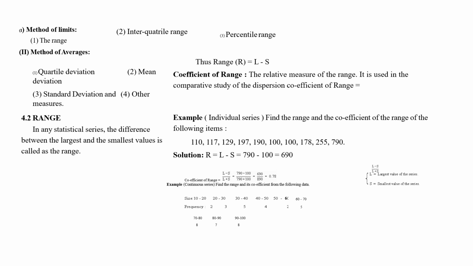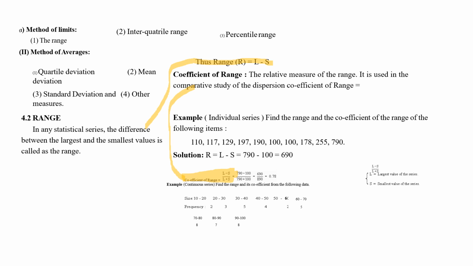Range means, in any statistical series, the difference between the largest and the smallest value is called the range. So range is equal to the difference between the largest and the smallest. Then the coefficient of range, the relative measure of the range, is used in the comparative study of dispersion. To find the coefficient of range we go for L minus S divided by L plus S.